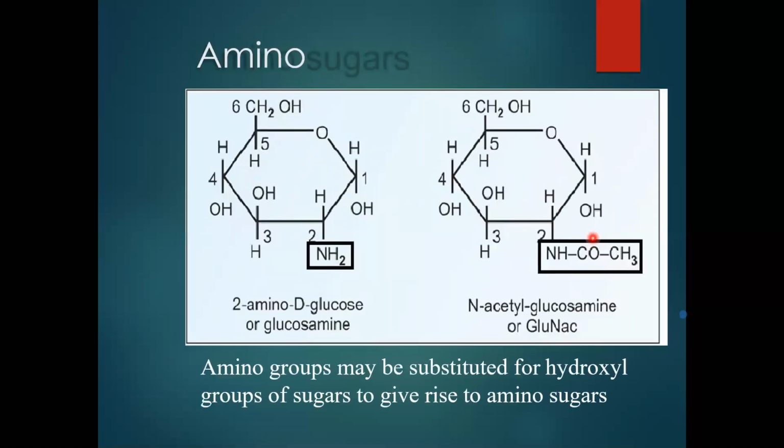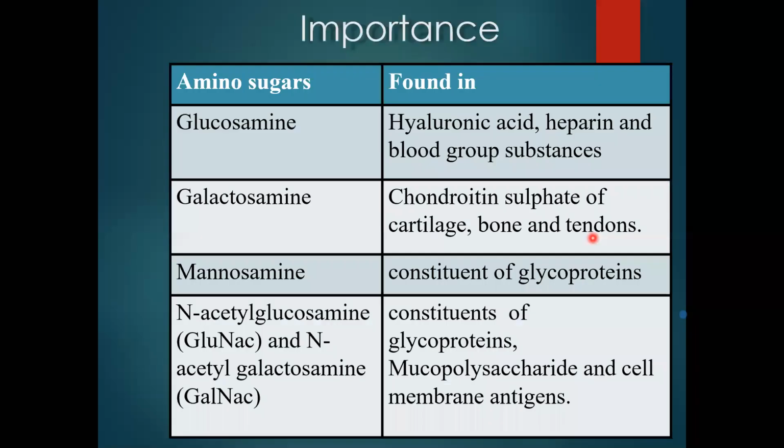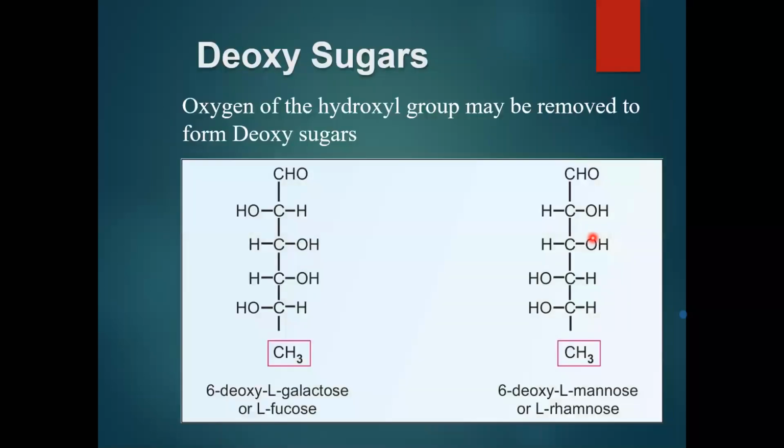Amino sugars. An amino group may be substituted for the hydroxyl group of a sugar to give rise to amino sugars. Importance of amino sugars: we have glucosamine, galactosamine, mannosamine, N-acetyl glucosamine, and N-acetyl galactosamine. Glucosamine is present in hyaluronic acid, heparin, and blood group substances. Galactosamine is in chondroitin sulfate of cartilage and bones. Mannosamine is a constituent of glycoproteins, and N-acetyl galactosamine is present in the cell wall of bacteria.